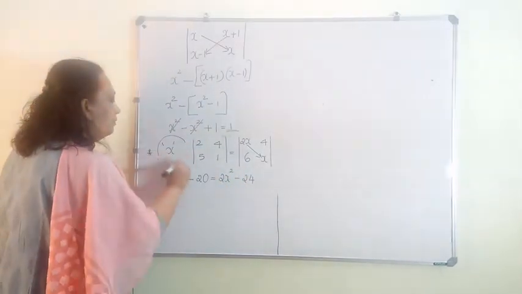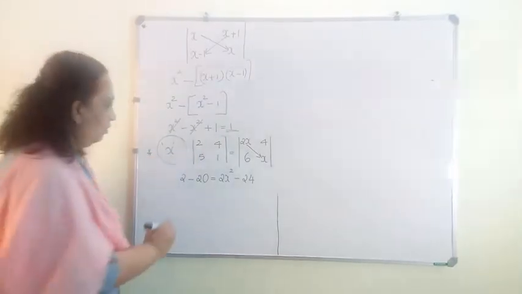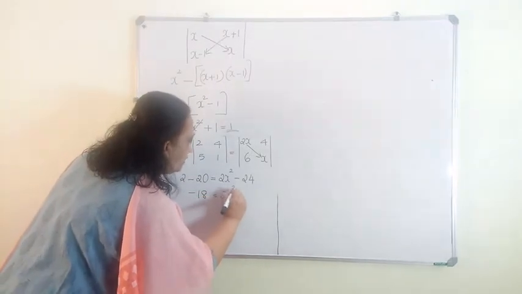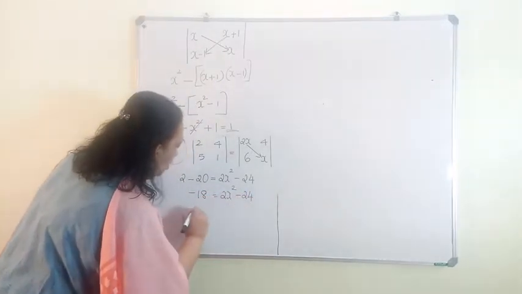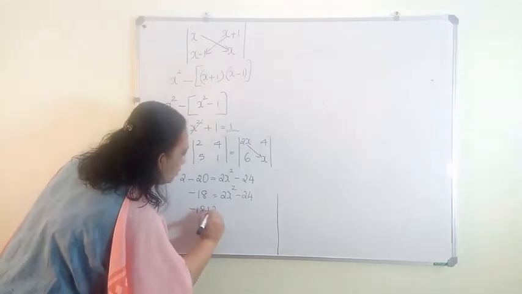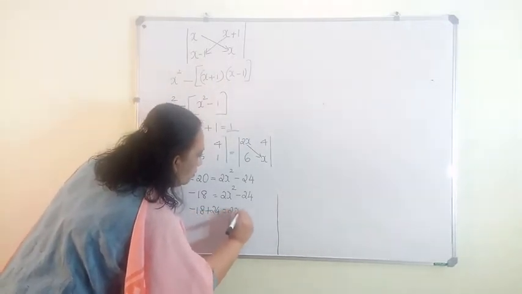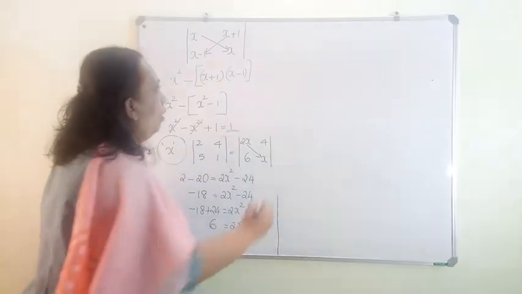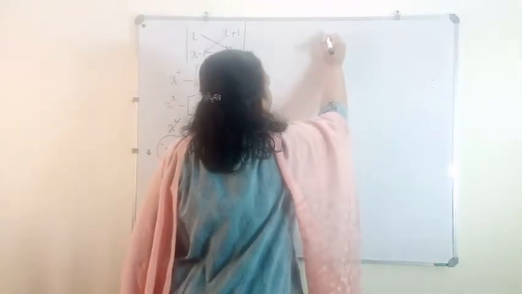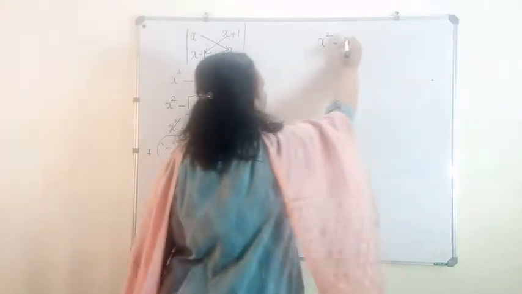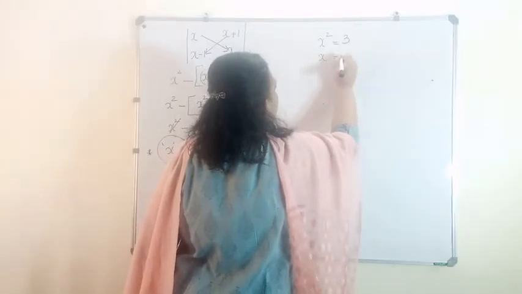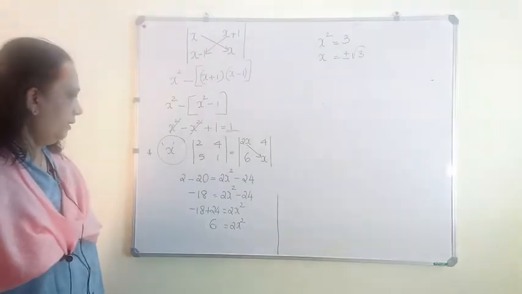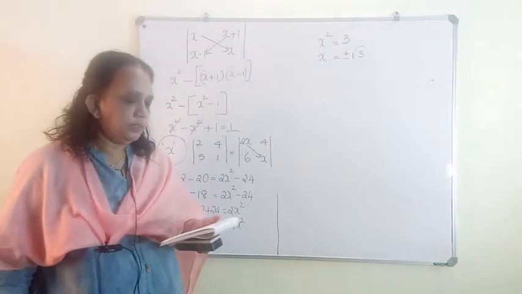The question is you have to find the value of x. Okay, 2 minus 20, minus 18 is equal to 2x squared minus 24, or minus 18 plus 24 is equal to 2x squared. 6 is equal to 2x squared, or x squared is equal to 3. So what is the value of x? x is equal to plus or minus root 3. Isn't it? x is equal to plus or minus root 3.